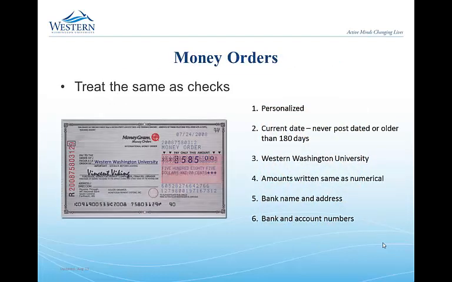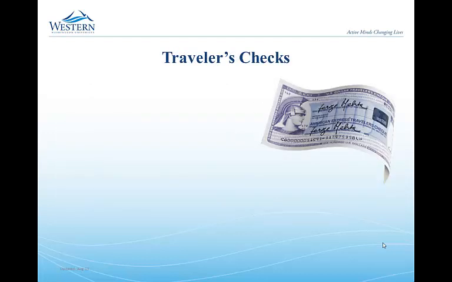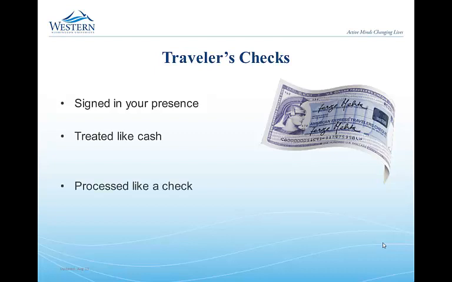Money orders are treated exactly like checks. These look a little different than a personal or business check, but have the same characteristics as a check. When accepting traveler's checks, make sure the owner signs them in your presence. Traveler's checks are treated like cash, but processed like checks. This means that you include them in your check totals on tape runs, but you can give change.